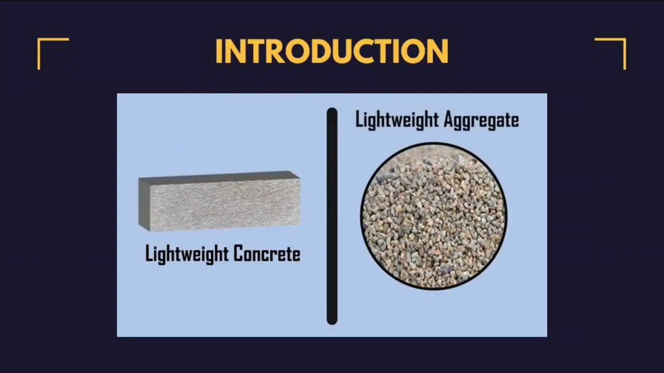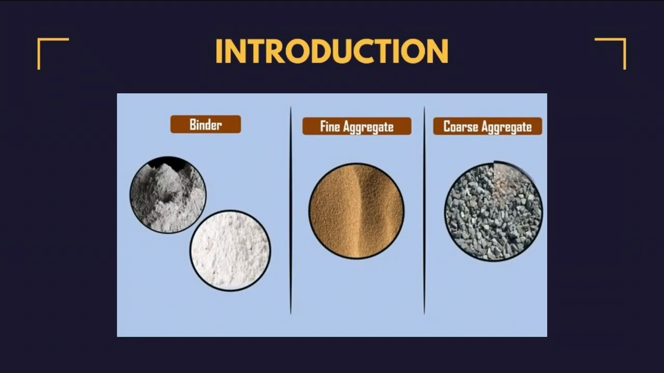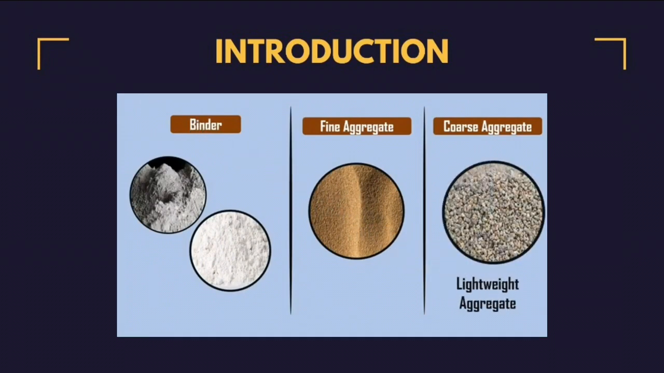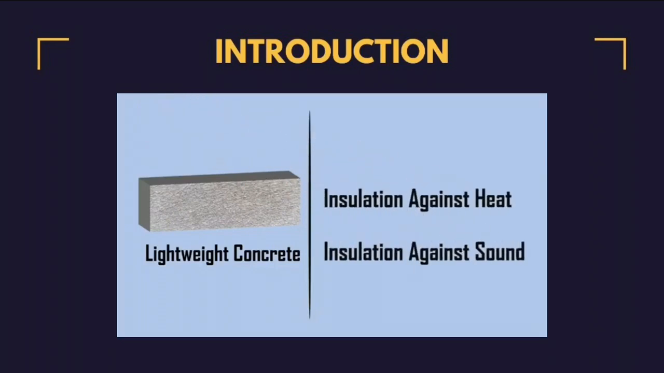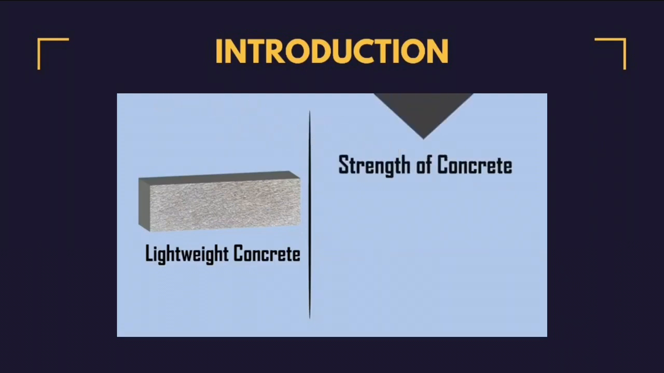Lightweight concrete is made by replacing some or all of the normal weight aggregate with lightweight aggregate. Often the coarse fraction is replaced with lightweight aggregate and the fines are normal weight. This not only reduces the dead weight on the structure but also gives better insulation against heat and sound. However, the strength of the concrete is reduced.